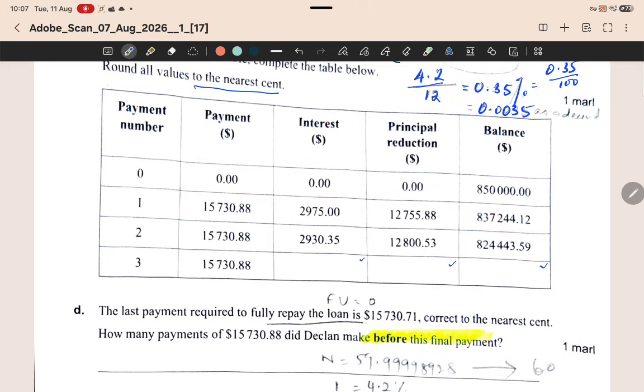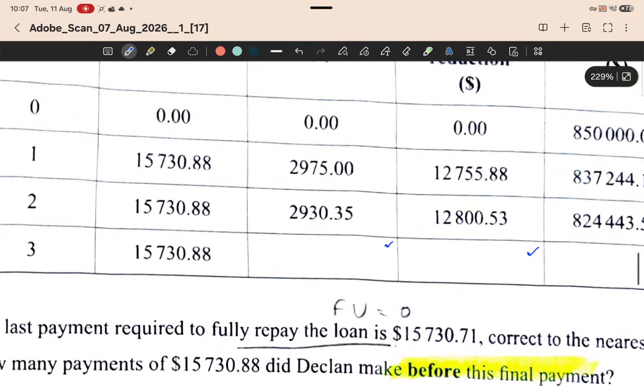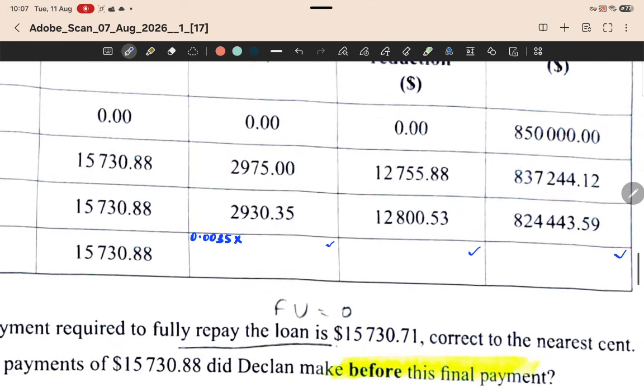And now interest is a percentage of the outstanding balance. And so you'll take this value, 0.0035, and multiply that into, it's a percentage of your outstanding balance of 82443.59, and that gives you a value 2885.55.